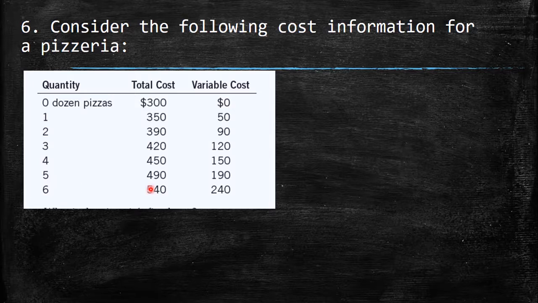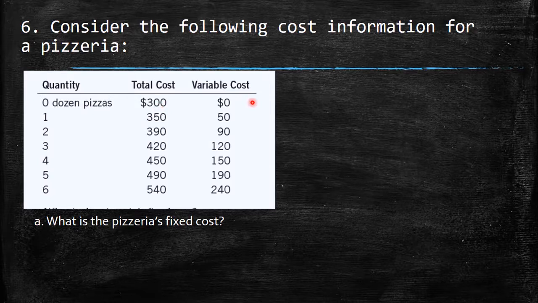And then the question asks the next thing: what is the pizzeria's fixed cost? Remember that the total cost is the sum of variable cost plus fixed cost. You have different methods to discover the fixed cost. The first one: when you have 0 as a variable cost, this value is naturally the fixed cost, because you don't produce anything, but you still need to pay that. It doesn't matter how much you produce. For this reason, the fixed costs don't depend on the production at all.